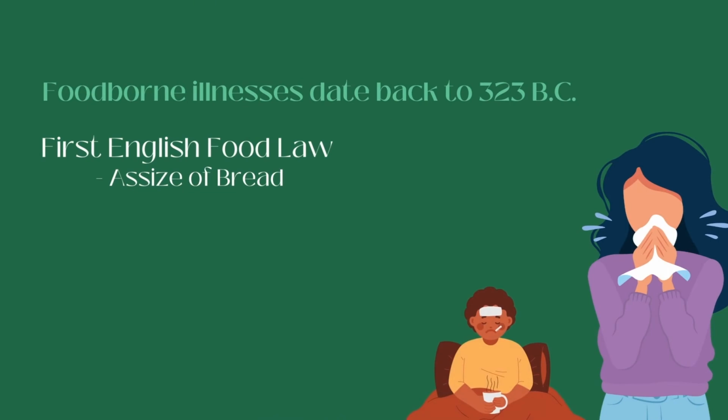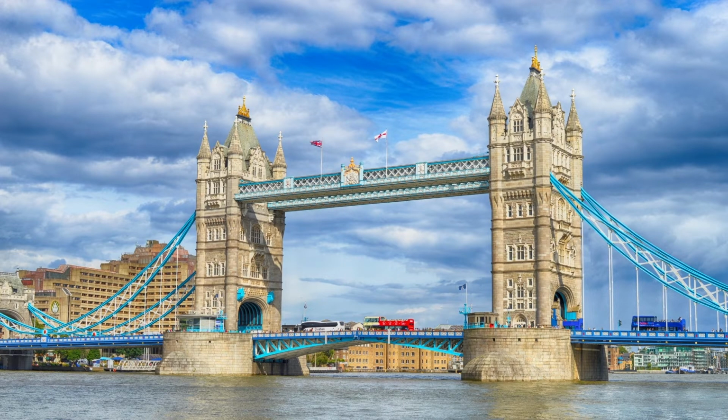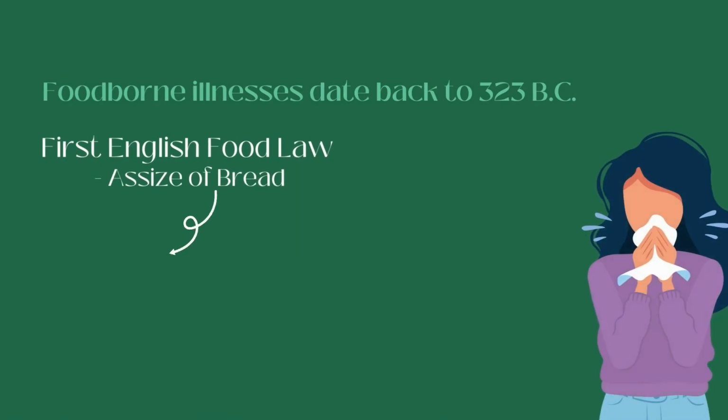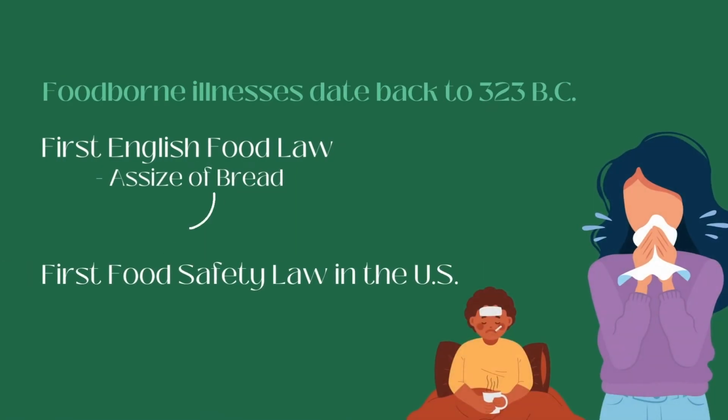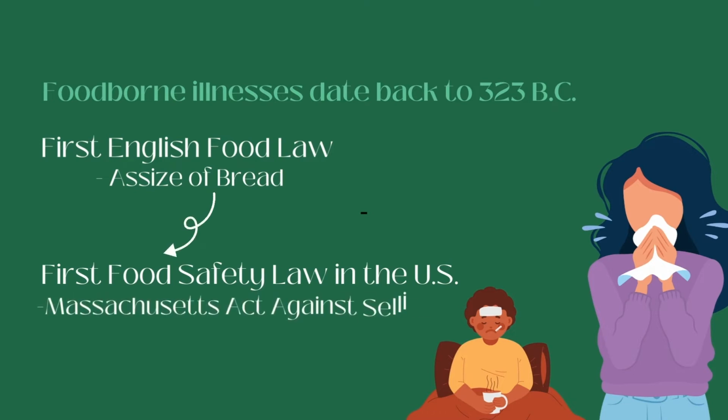This encouraged the development of what is believed to be the first English food law, which is the Assize of Bread. This law was declared in 1202 by King John of England, which prohibited adulteration of bread with ingredients such as bean or peas. It is also believed that this law inspired the Massachusetts Act against selling unwholesome provisions, which was enacted in 1785. This is believed to be the first U.S. food safety law.